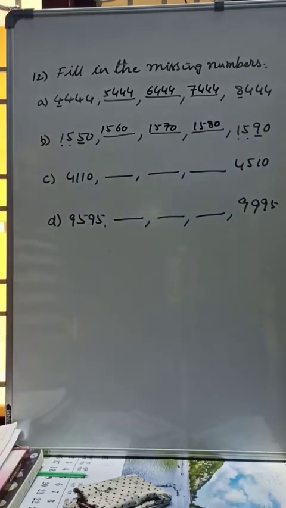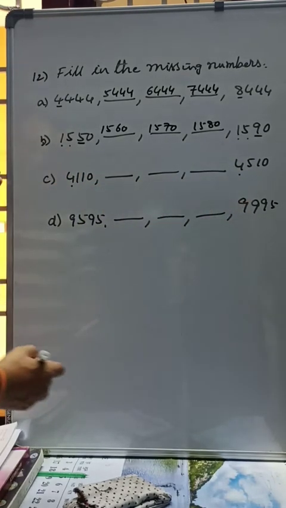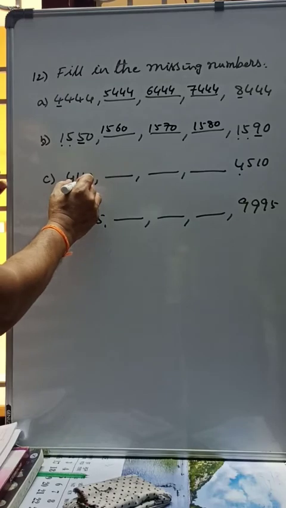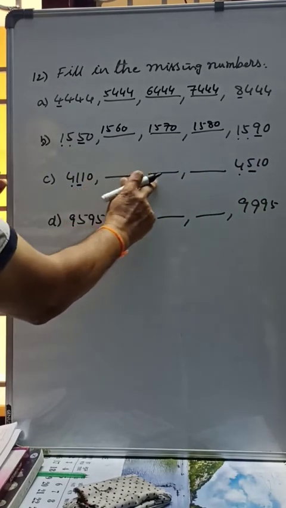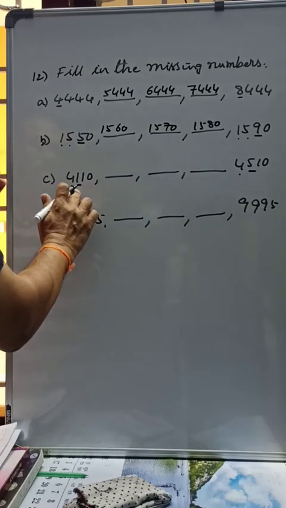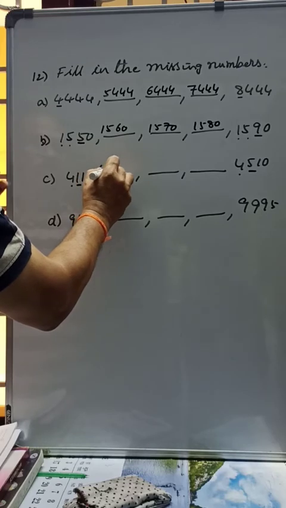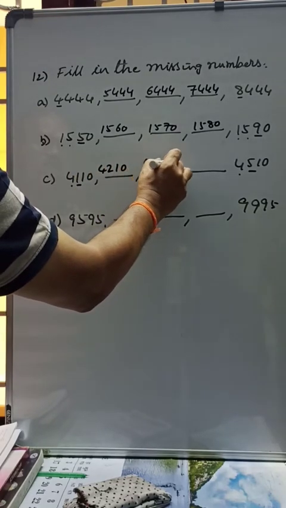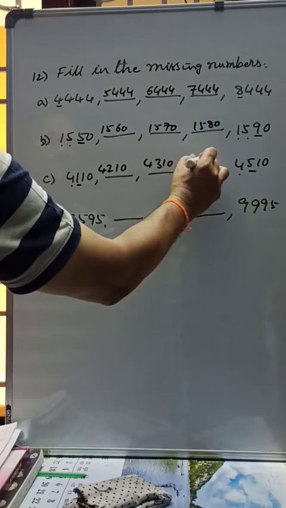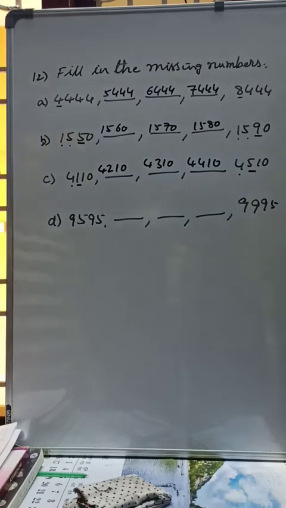Coming to C, comparing the thousands place, we have 4 and 4, same number is there. In the hundreds place we have 1 and 5. In between you can write 2, 3, 4. So the change is in the hundreds place, 4210. After 2, 3, 4310. After 3, 4, 4410. Followed by 4510.